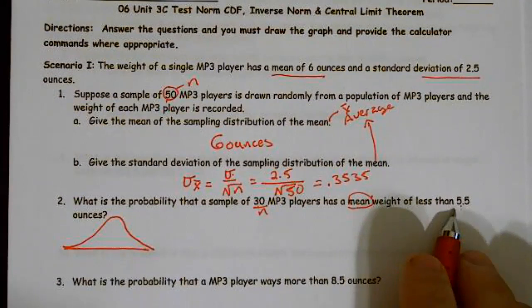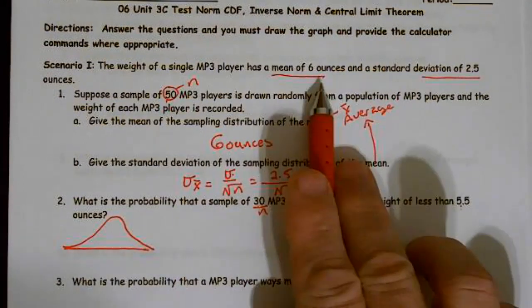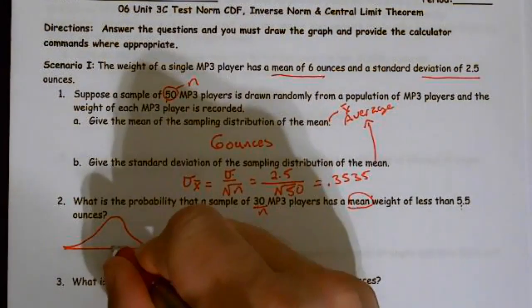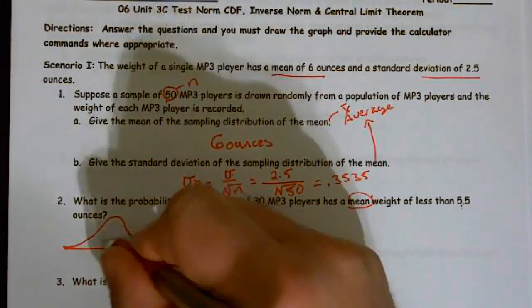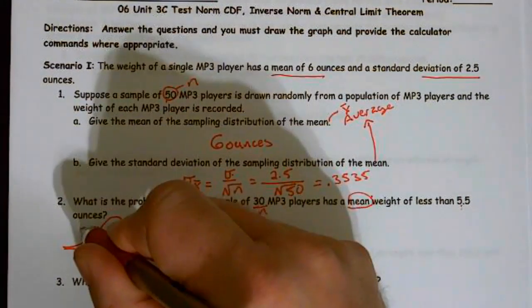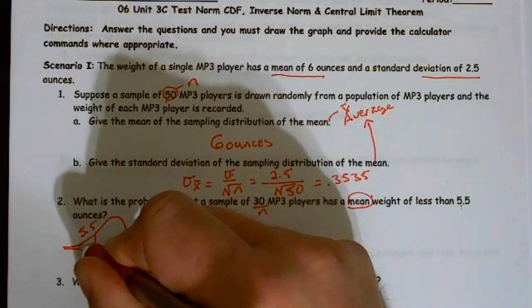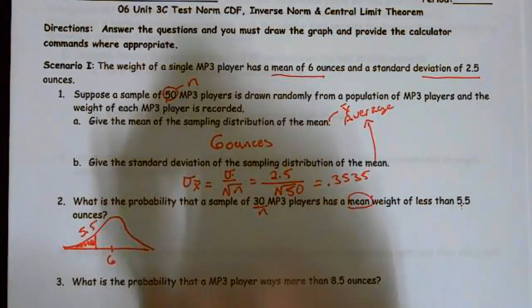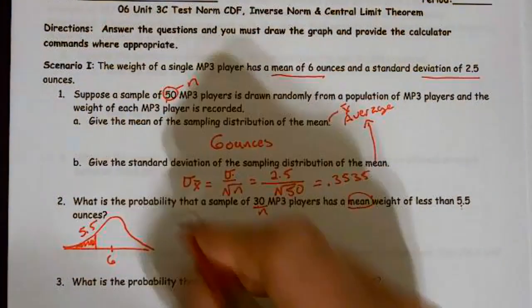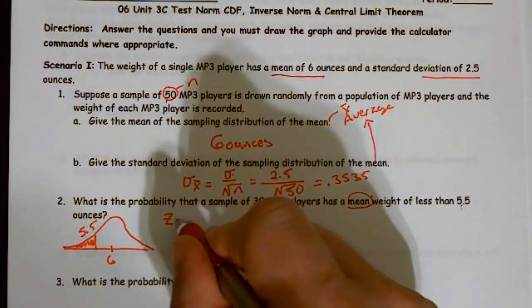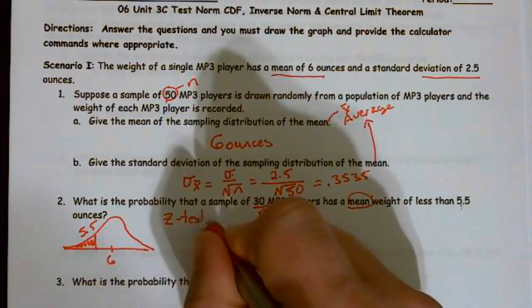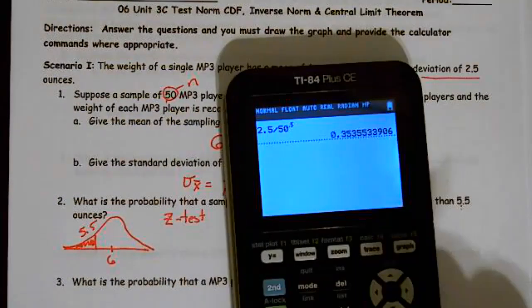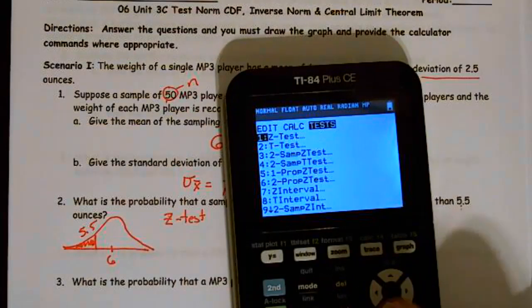So we have a mean, our initial mean is 6 ounces, so we're centered at 6. And we want to be less than 5.5. So that's this way. All right. So z-test. So let's go there first. Stat, test, z-test.